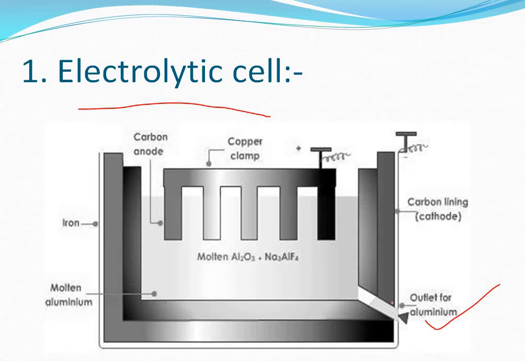That molten aluminium metal you are collecting from this portion, right? And the sloping bottom of the tank facilitates the removal of the molten aluminium. From this part you are collecting the molten aluminium present. This is the molten aluminium written here. So this tank is prepared completely from iron, and in between the electrolytic cell we have the anode, which is of the carbon part.